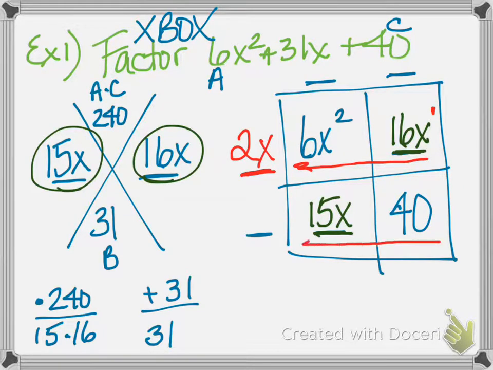Same thing on the bottom. Take out the greatest common factor and the greatest common variable. There's no variable in common. The greatest common factor between 15 and 40 is 5.